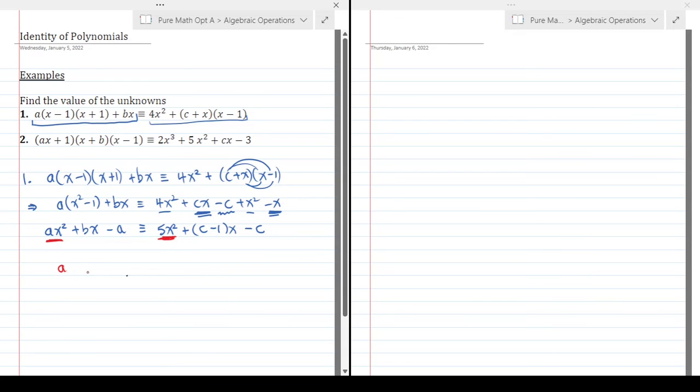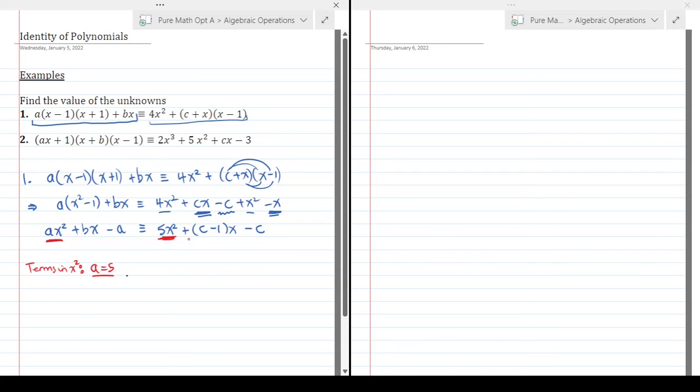In the good old days, we used to say a equals 5 by inspection, which is basically telling the examiner, if you look at it, you could clearly tell that a equals 5. But we don't communicate in that kind of language anymore. You try to be a little bit more formal, not too presumptive. So we'll just say the terms in x squared give us the fact that a is equal to 5.